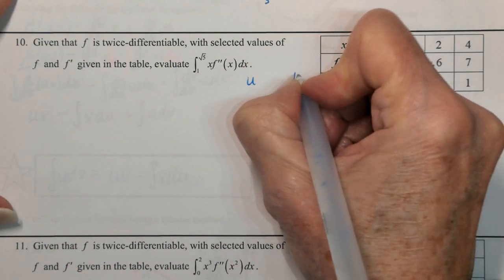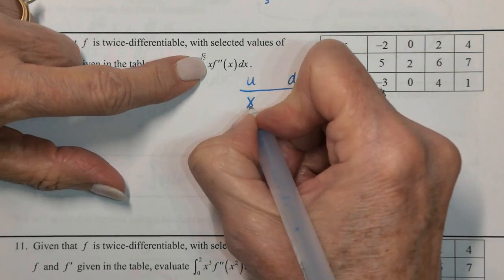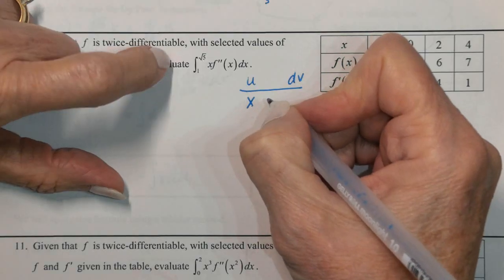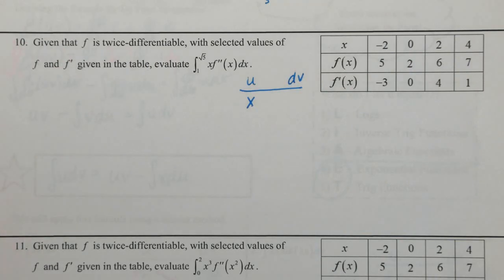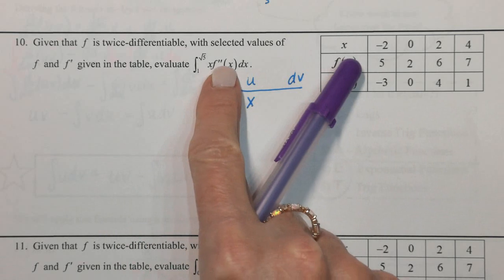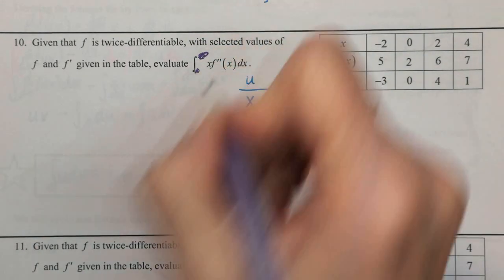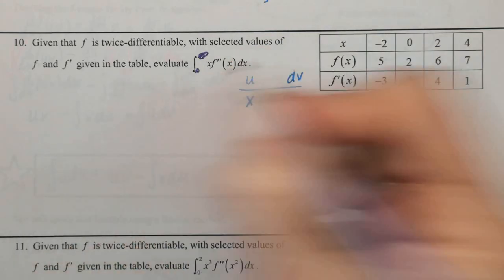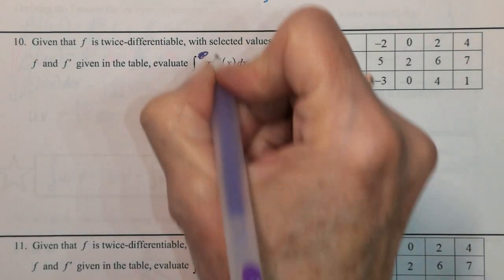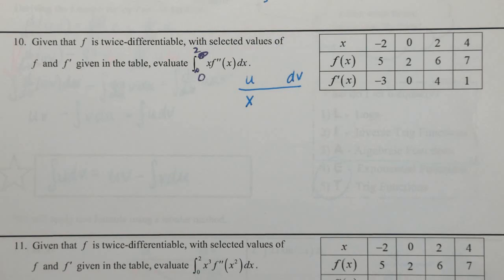So u and dv, I'm letting u be x. Oh gosh, you guys, I just realized something. I think when I made this problem, I thought it was going to be different. Let's change these boundaries. I'll change these on your worksheet. By the time you see this, it'll already be like that. Let's change this to 0 and 2.